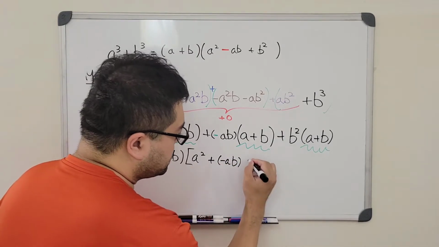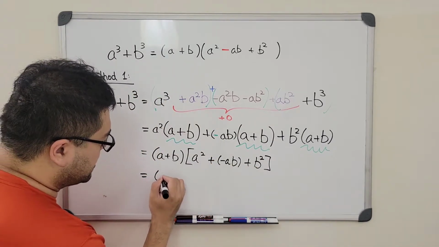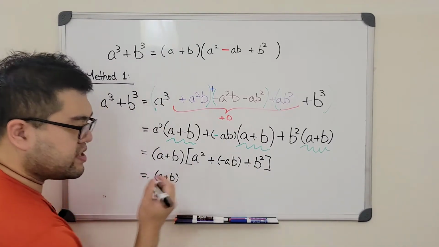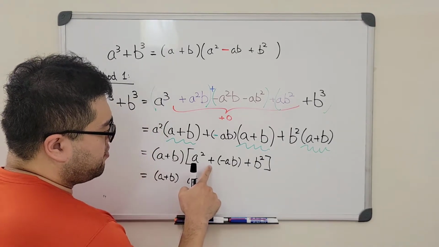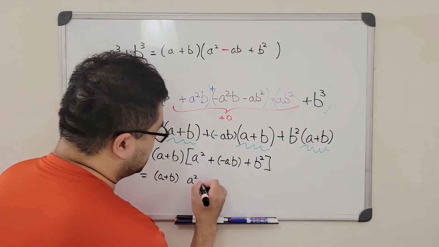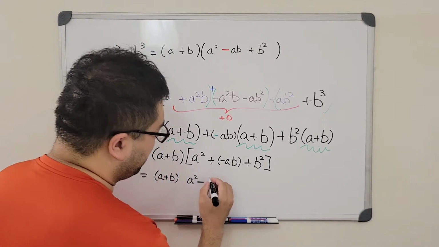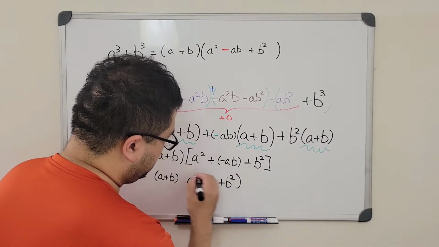And last but not least, we have B squared. And finally, we can just simplify the things inside of the brackets. So we remove the brackets, plus and minus. We have single negative, so it's giving us negative. So we have minus AB and then plus B squared.